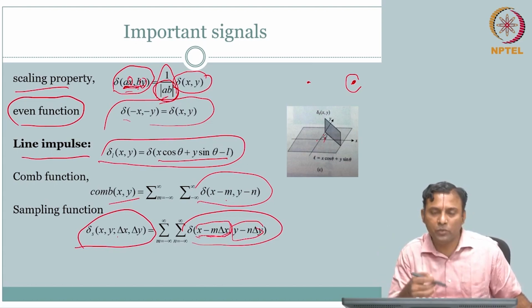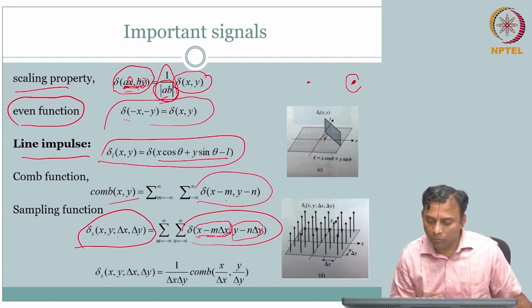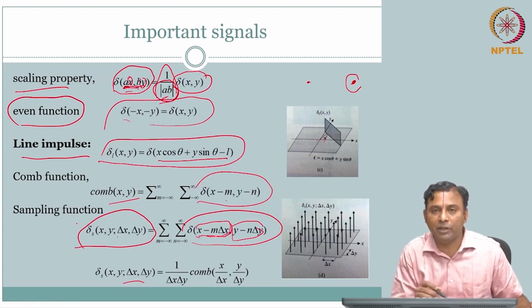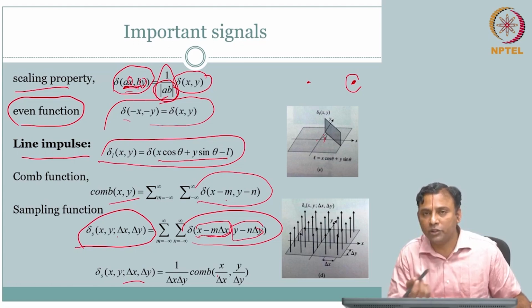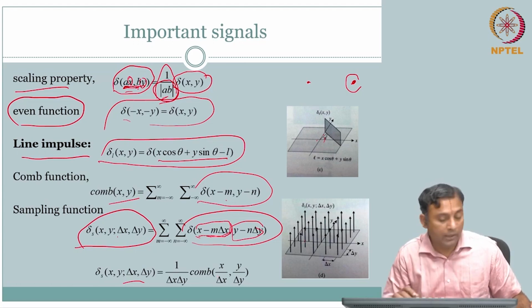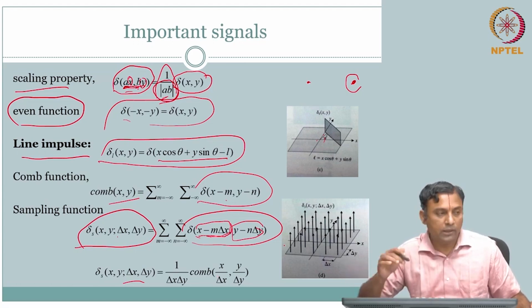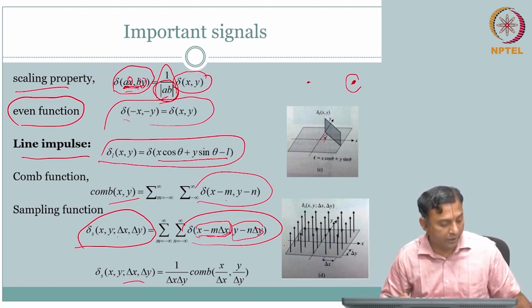So that is why you will use this more and more. Again, you could use the same argument to get the relationship between the sampling function and the comb function. So you can use this comb function to do sampling. I can take the space and get values at discrete locations.